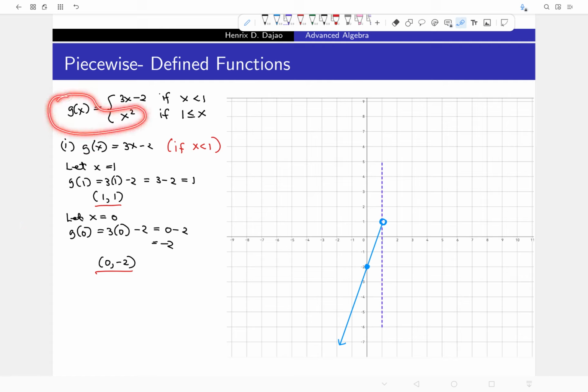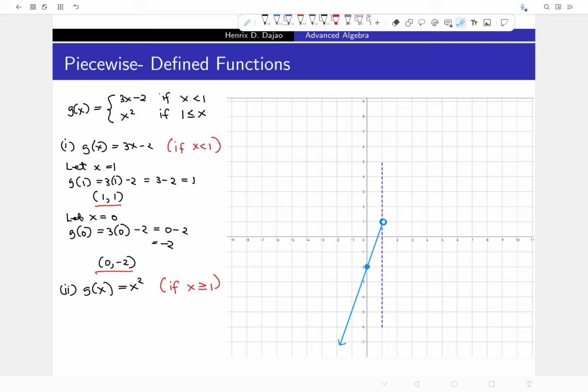This one is not linear because this is a quadratic function. So this time it's quadratic. So remember the quadratic. So this is only if x is greater than or equal to 1, right? So remember the graph of x squared.